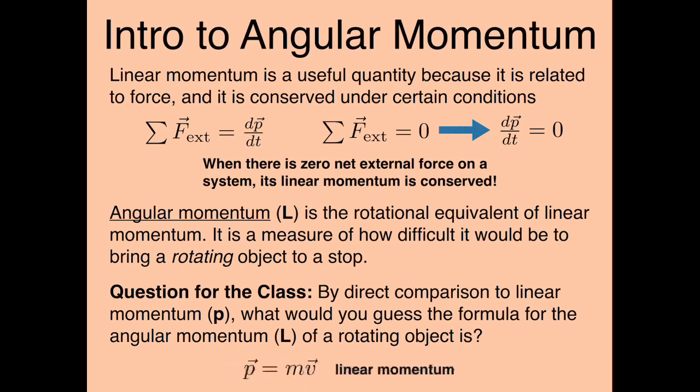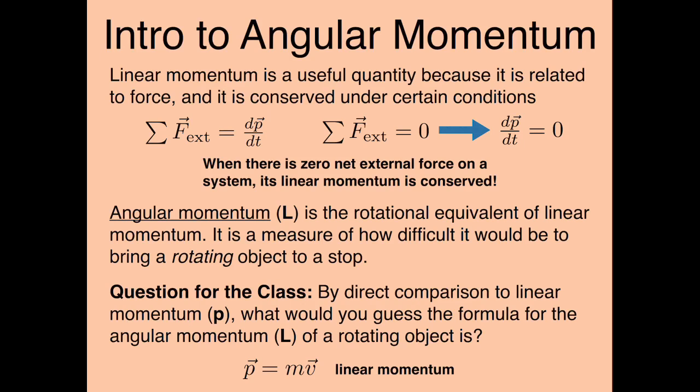As we're going to see, there's a very similar argument that we're going to make for angular momentum, and we'll build up to that in this lecture. So what is angular momentum in the first place? Well, angular momentum is given by L. It's a vector quantity, and it's basically the rotational equivalent of linear momentum. So it's a measure of how difficult it would be to bring a rotating object to a stop. If a rotating or spinning object has a lot of angular momentum, that means it's going to be very difficult to bring it to a stop.